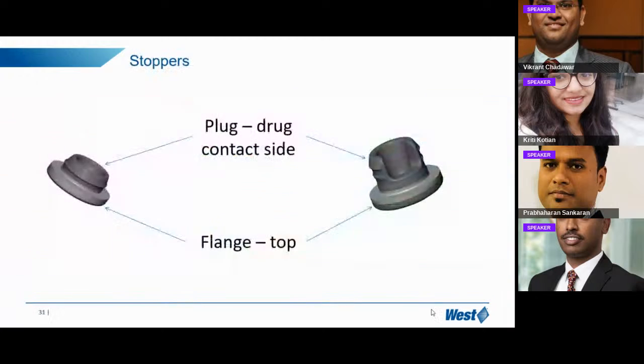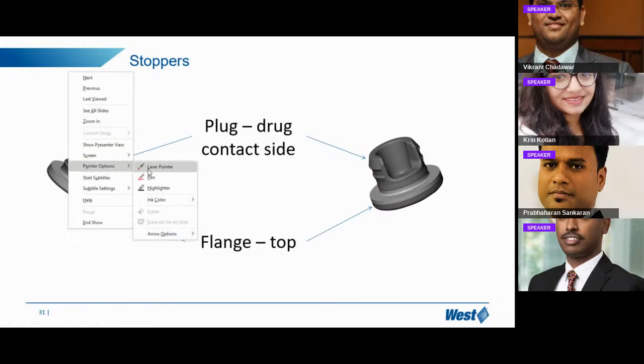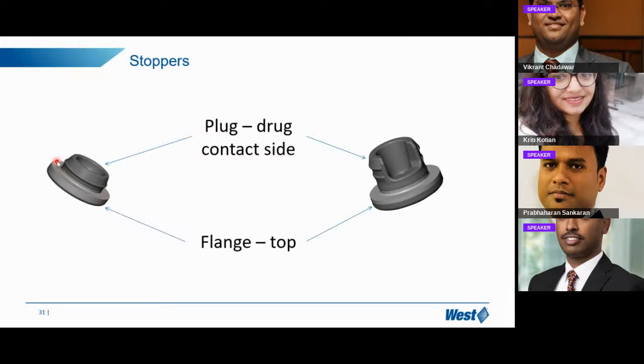Moving to design parts. Whenever you see any rubber stopper, there are two different sides. So this is called a serum stopper and this is called a lyo stopper. This version is called a plug, which is in contact with your drug, and this version is called a flange, which is on the top of the vial. So this plug side will always be in contact with your drug, while the flange is at the top side.